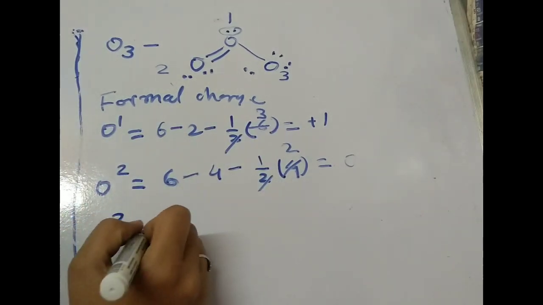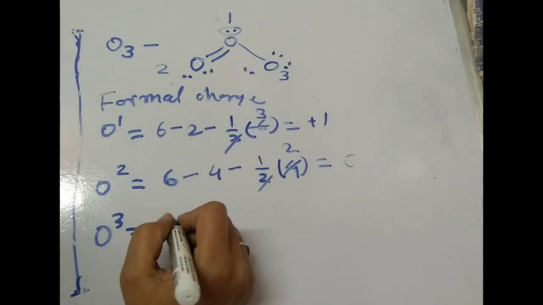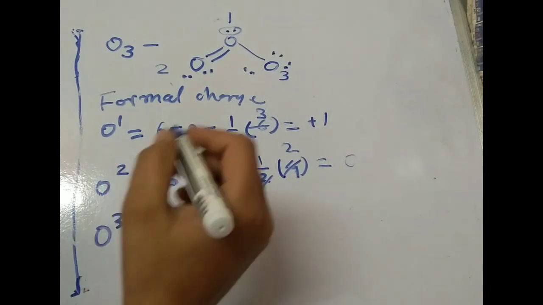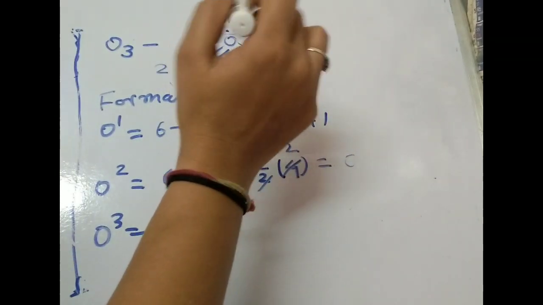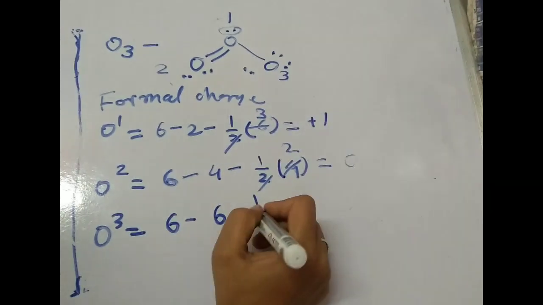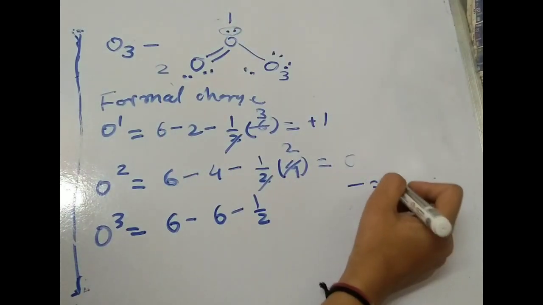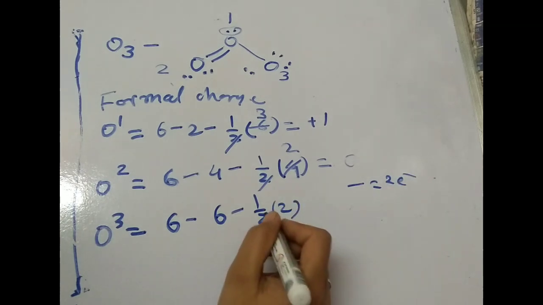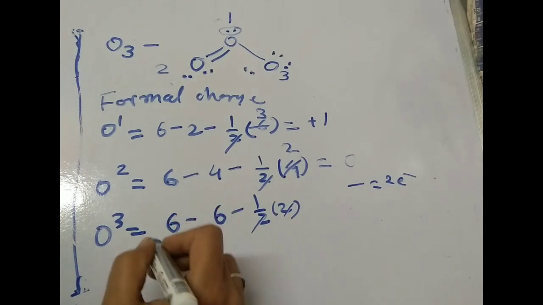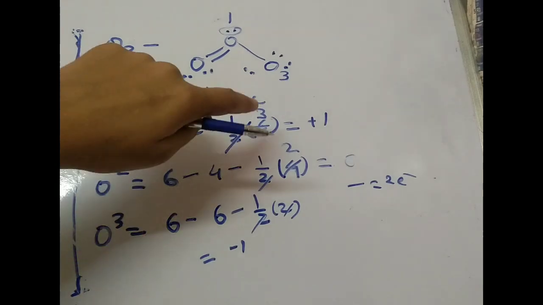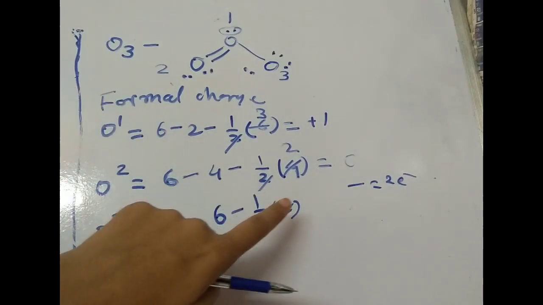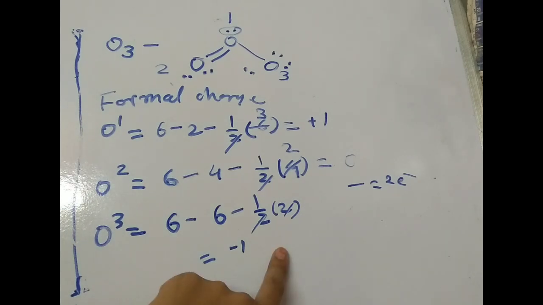For O3 the formal charge will be: the valence electron of oxygen is 6 minus the number of non-bonding electrons, 6, which means 3 lone pairs of electrons are present, minus half of bonding electrons, 1 and 2. The single bond contains 2 electrons. After this calculation we get 6 minus 6 is 0, 0 minus 1 equals minus 1. So this is the formal charge for the ozone molecule. Here for oxygen first we got the formal charge plus 1, for oxygen second we got 0, for oxygen third we got formal charge minus 1. So these are the formal charges for the ozone molecule.